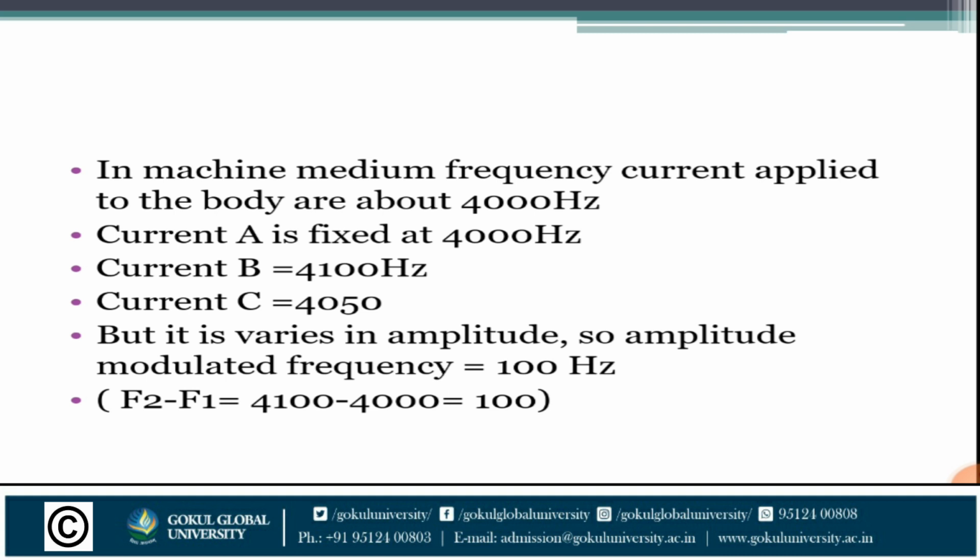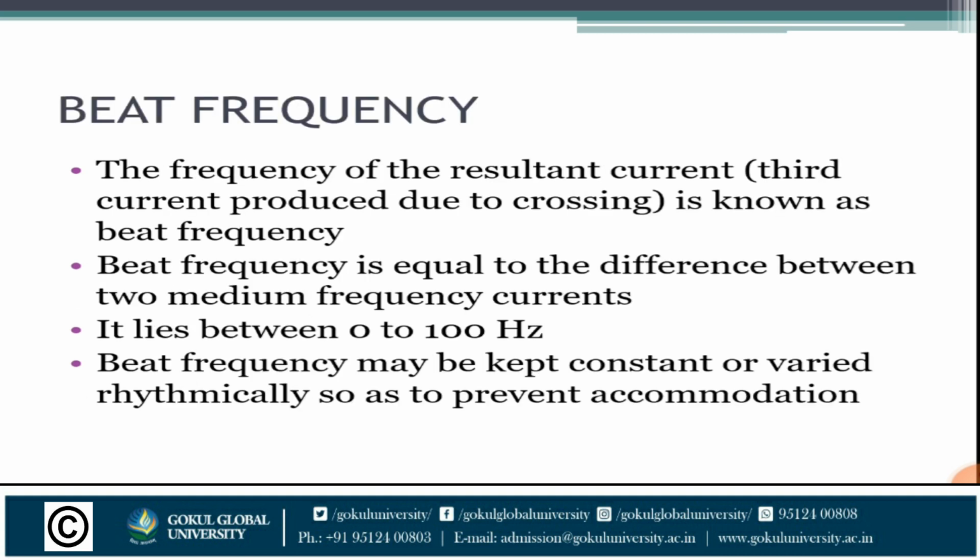So the amplitude modulated frequency, that is B minus A, is equal to 100 Hz. That is F2 minus F1, 4100 minus 4000, that is 100. So that is the amplitude modulated frequency, and it is also called the beat frequency. What is a beat frequency? The frequency of the resultant current is known as the beat frequency.